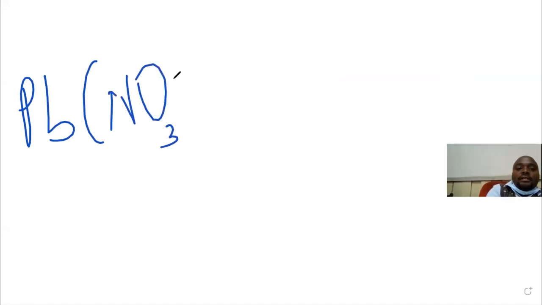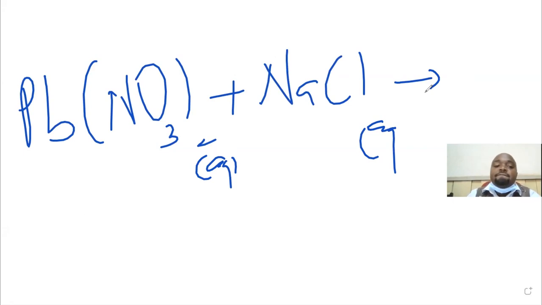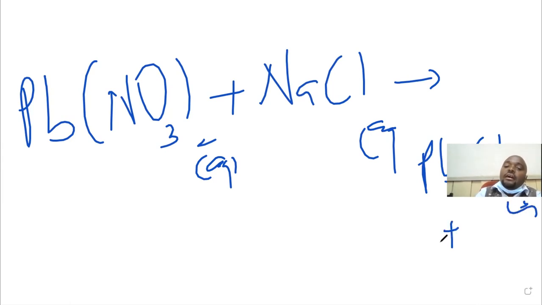For example, lead(II) chloride is insoluble. So first prepare a soluble lead salt, specifically lead(II) nitrate. Lead(II) nitrate is soluble. You combine it with a very soluble chloride, for example, sodium chloride. This will be aqueous, and this is aqueous, and this will obtain lead(II) chloride, which is solid, and sodium nitrate. Always balance that equation, 2 here and 2 there.